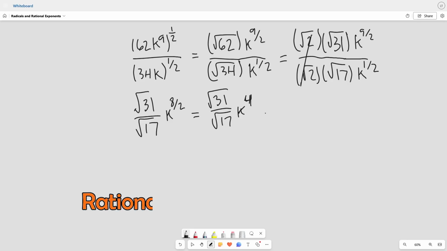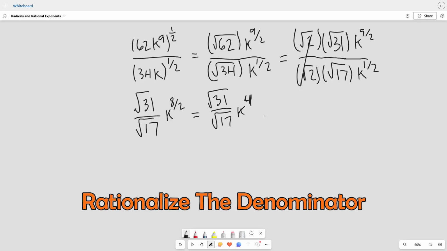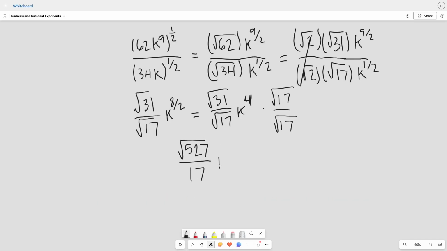And now you want to rationalize the denominator. So what does that mean? That means we are multiplying by square root of 17 over square root of 17. Okay, so what does this look like? This looks like the square root of 31 times 17, which I did use a calculator to find this out, over 17, k to the 4th.